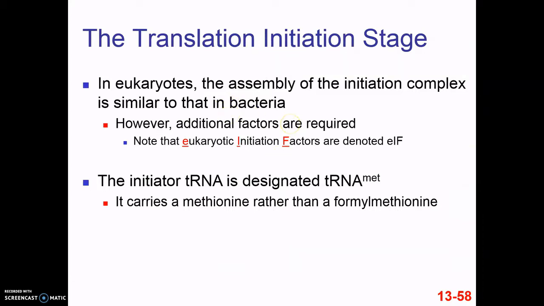Now, in eukaryotes, this is a very similar activity. These factors that are required, we call them EIF, for eukaryotic initiation factors. And the initiator transfer RNA is just simply a methionine transfer RNA. So it doesn't have to be specifically the N-formylated version. It's just a methionine transfer RNA. They're all the same.